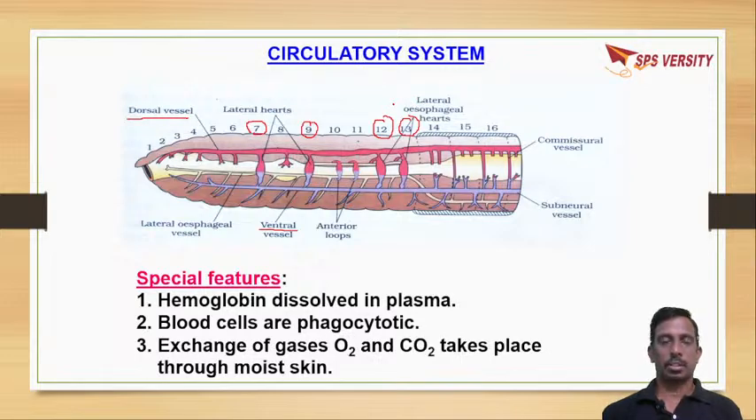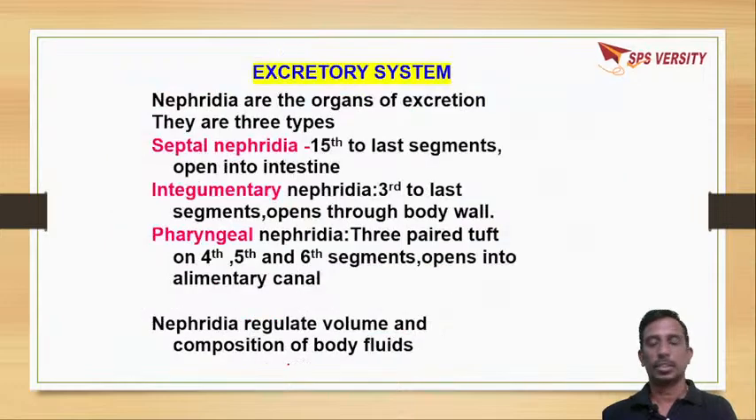And when you come to the special features of the circulatory system, here hemoglobin is dissolved in plasma. Blood cells are phagocytic. The exchange of O2 and CO2 takes place through moist skin. The exchange of gases takes place through moist skin. The skin of earthworm is always moist. So you can see the exchange of gases through skin. This is about the circulatory system.